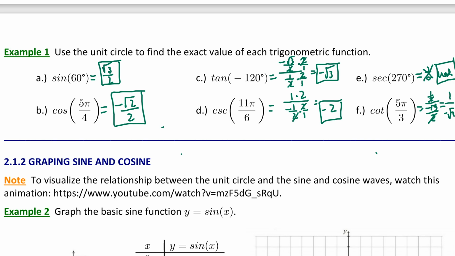Now once again, let me get some space down here. It's customary to rationalize the denominator in trigonometry, so we will do that, and we get the exact value for cotangent to be negative square root of 3 over 3. So that is how we can use the unit circle to efficiently evaluate our trig functions. It's incredibly efficient when you don't have to look at it, but you have it memorized.